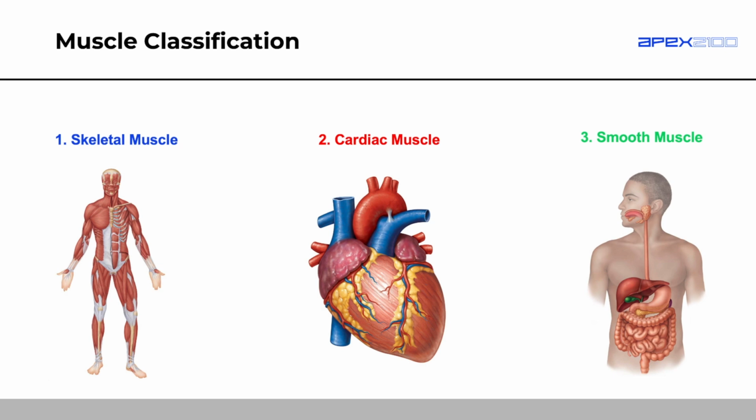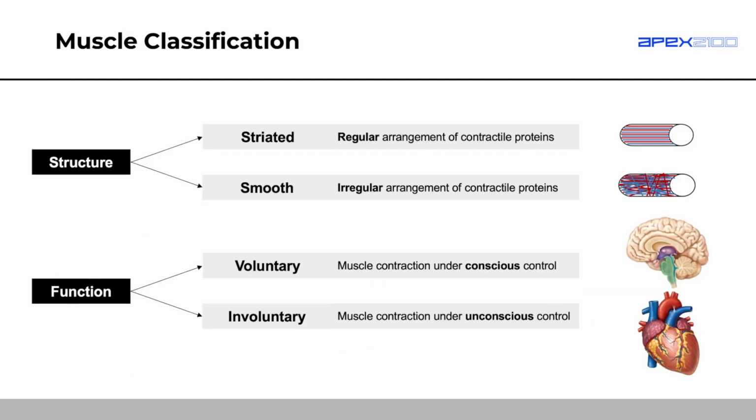And in order to understand these 3 different types of muscle a little better, we need to know a couple of things. So we need to know structure and function. So in terms of structure, there's 2 different types of ways that a muscle can be structured. It can be striated, which is a regular arrangement of the contractile proteins. It just means like the cells are aligned, they're in lines.